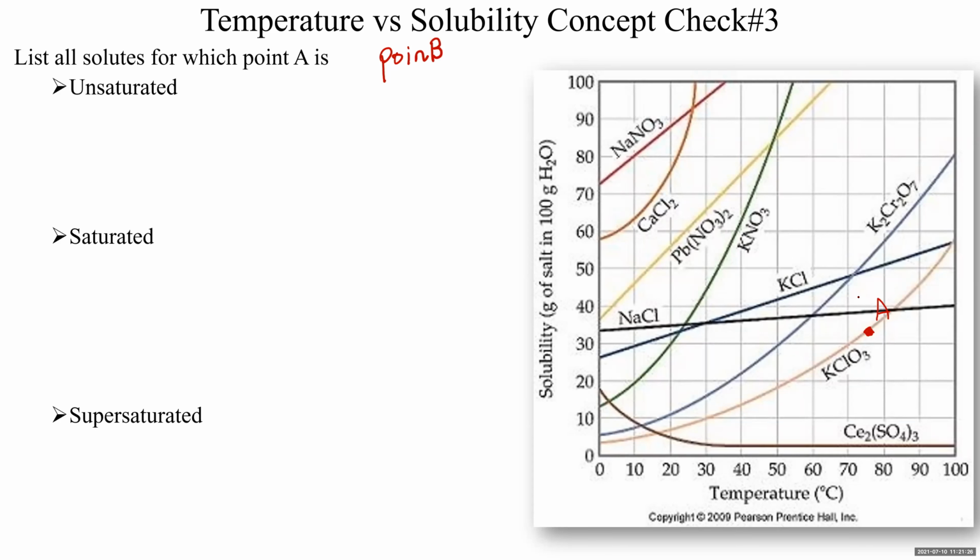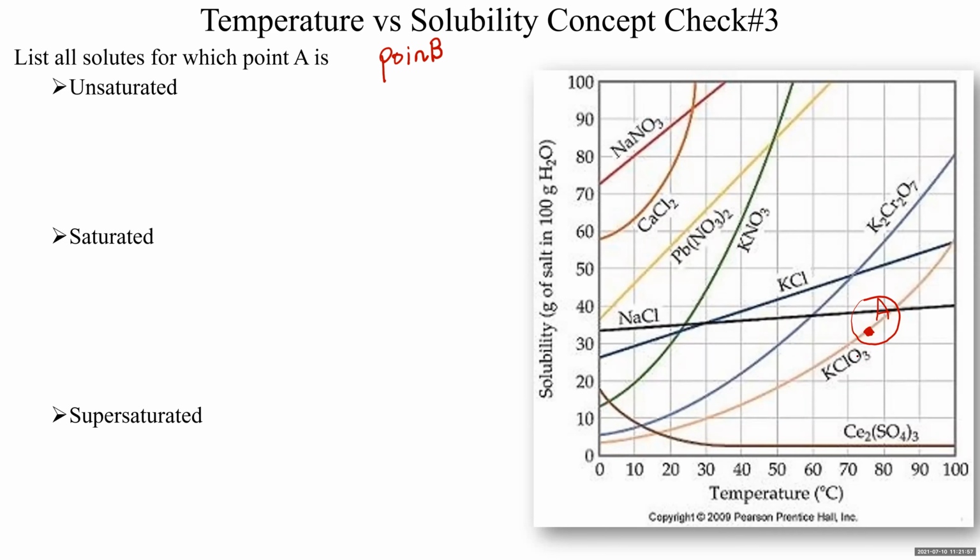Okay, so point A is right here. You can see it right here. List all solutes for which point A is unsaturated. So point A is sitting right on the potassium chlorate graph, KClO3. Clearly, if it's on a graph, that particular solute cannot be unsaturated, right? Because the graph itself represents the point of exact saturation. The line that these graphs trace out are the saturation points at every single temperature.